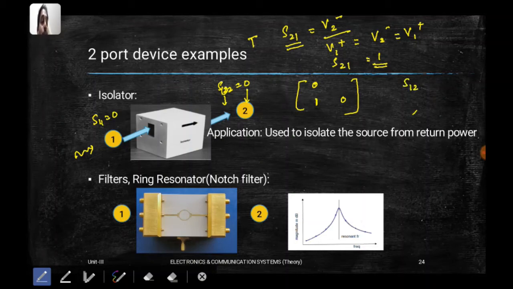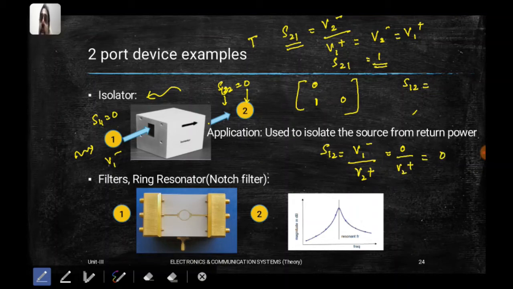What about S12? The isolator is supposed to not allow the opposite direction. S12 is the output at the first port and input at the second port. So it should not allow any signal from output to the input. So V1 minus is 0. If you give any input here, theoretically there should not be any output. V1 minus is the output from the first port, that is 0, and V2 plus is the input to the second port, an arbitrary voltage. So this is equal to 0.